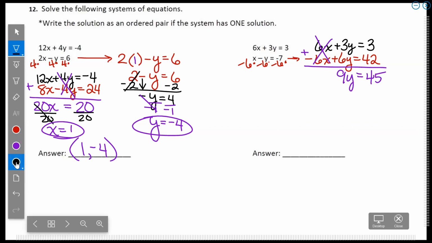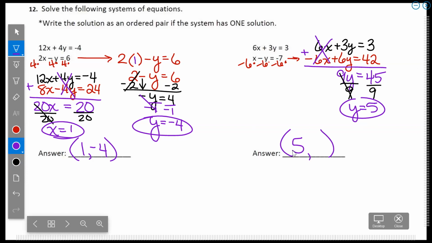I'm going to divide both sides by 9. And I get that y is how much? y is 5. So I'm going to come down here and start writing my answer.